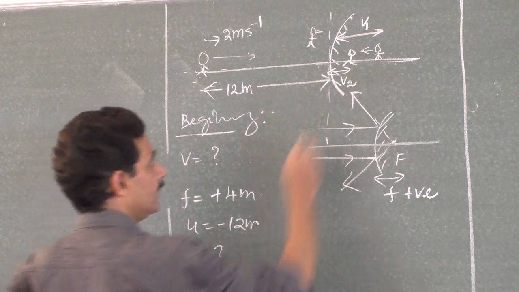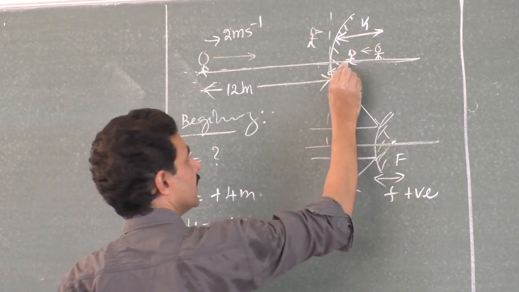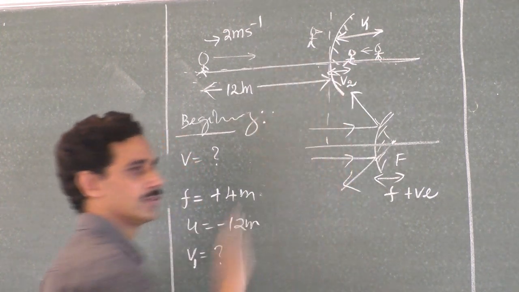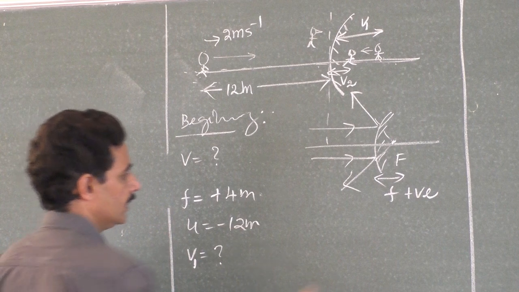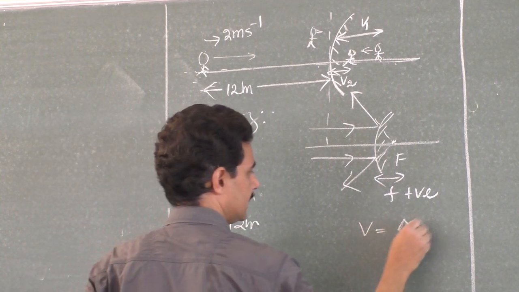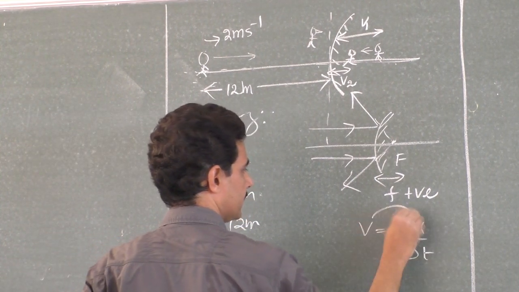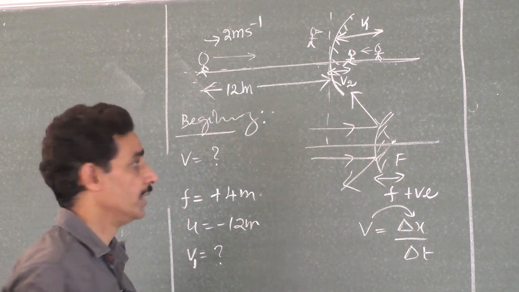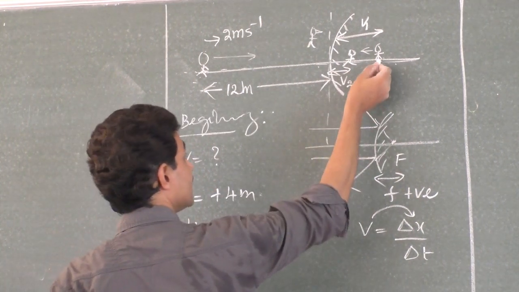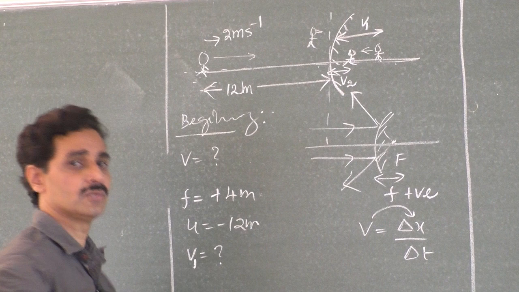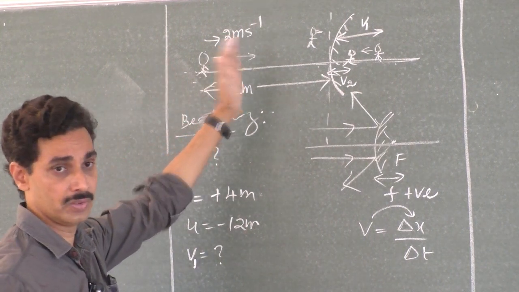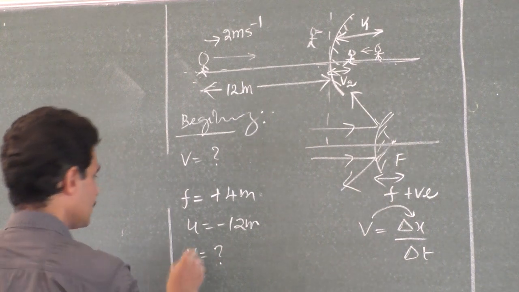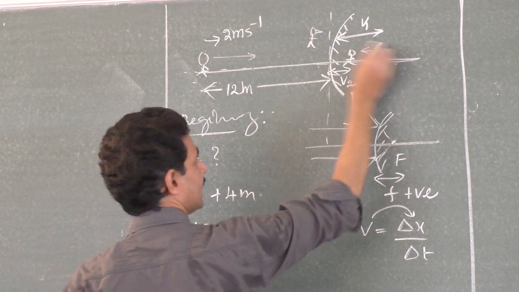In 1 second, the image has moved from here to here. That is the velocity of the image, because in 1 second the velocity itself will be the displacement; magnitude wise they are the same. So what is the shift in the position of the image? That is what you have to calculate. The shift in the position of the object is 2 meters. First, I will calculate this one.